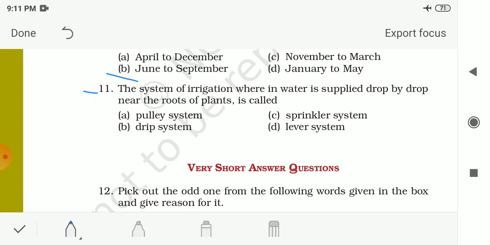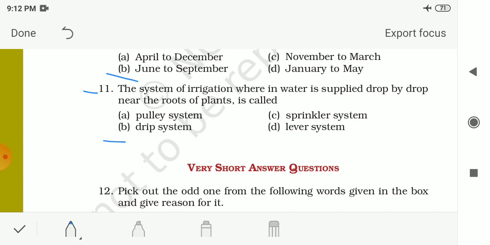Next, 11th number, the system of irrigation wherein water is supplied drop by drop near the roots of the plants is called, the options given to you are pulley system, drip system, sprinkler system, or lever system. So here your answer is drip system, option B. Drip system is the method of irrigation which conserves water and avoids the wastage of water, and water is made to fall drop by drop near the roots, and it is the best technique for watering fruit plants, trees, and gardens.